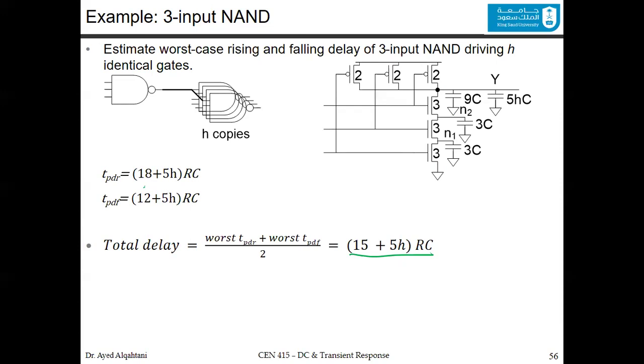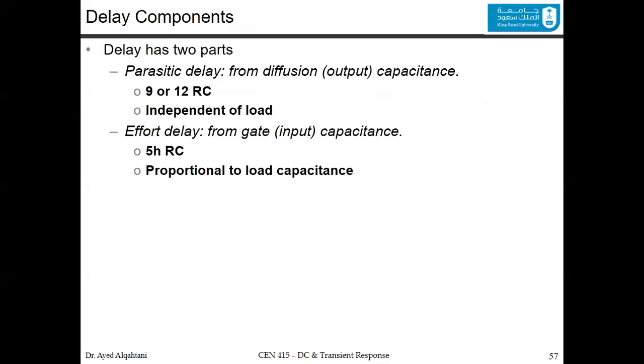Now, it's good to talk about some of the leftover subjects before we finish this video. First, the delay components. Know that you always have output capacitance, or the diffusion capacitance, and you also have the gate or the input capacitance. The output capacitance in our example was the 9C. The input capacitance was the 5HC.